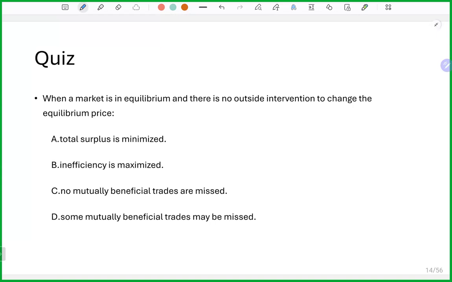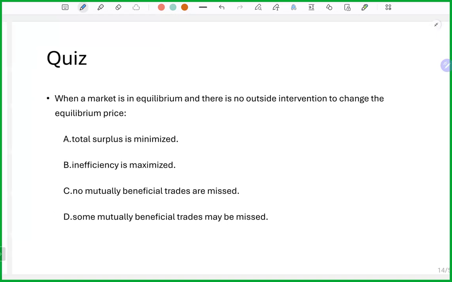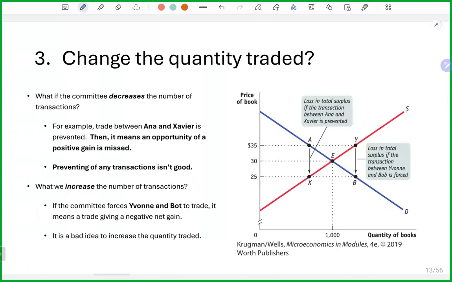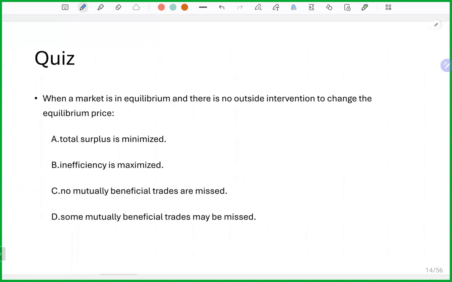And no mutually beneficial transactions are missed. Here, this is a mutually beneficial transaction between A and X. All mutually beneficial transactions are made; none of them are missed. So that's C.